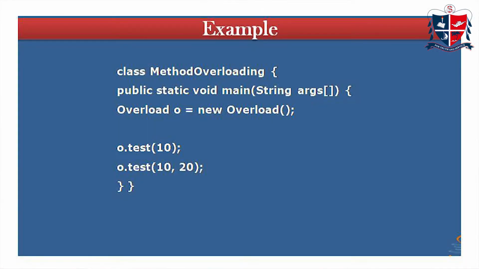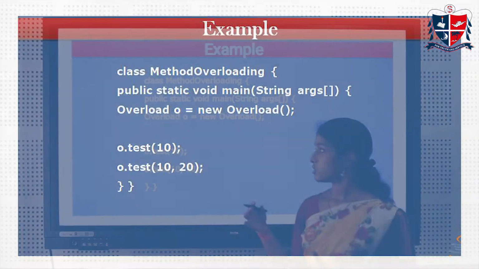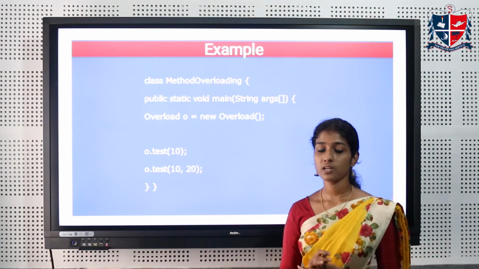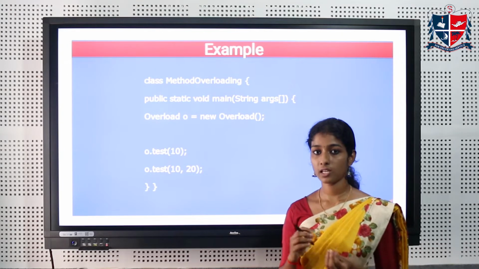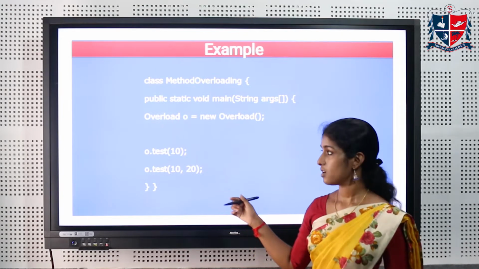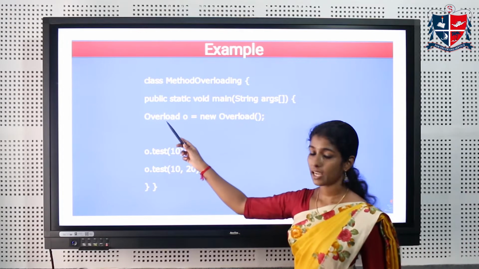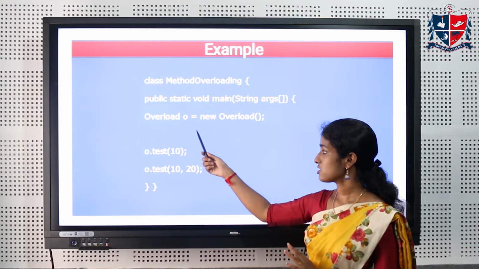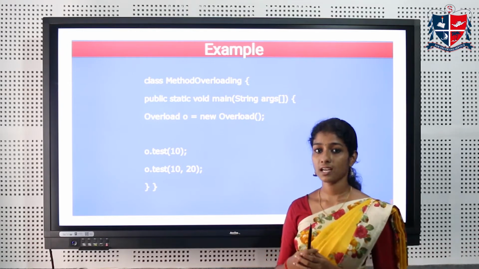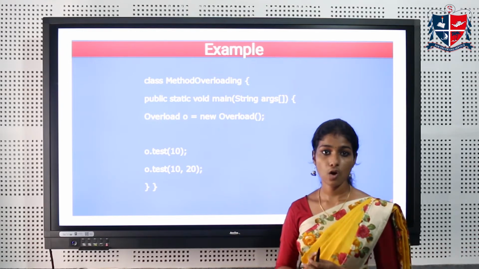And in the main class, so in Java the execution mainly starts from the main class. So to access the members of a class, first we need to create the object of that particular class inside this main class. So inside this main class I have created an object of class overload, which is O. Then using this object I can call the methods in that particular class, that is class overload.